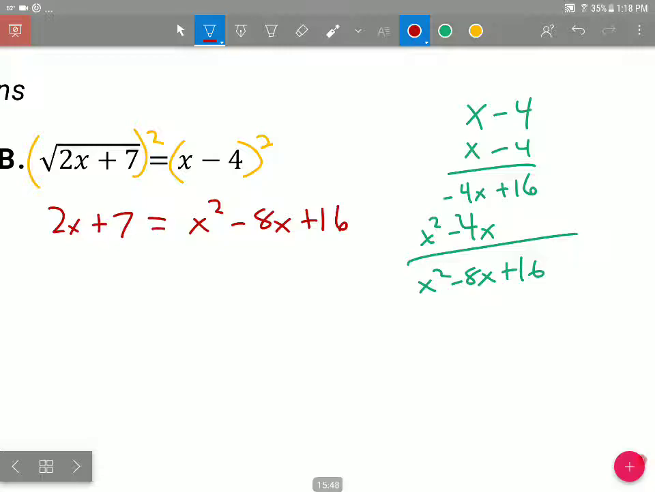Get everything to one side. Now, does it matter which way we go? No, we can go either way. I will say this. I like having my x squared positive because I make fewer mistakes with negatives that way. You follow me? So in this case, I want to move it right, but we could go left. I just have to deal with more negatives that way. So 0 equals x squared minus 10x plus 9?